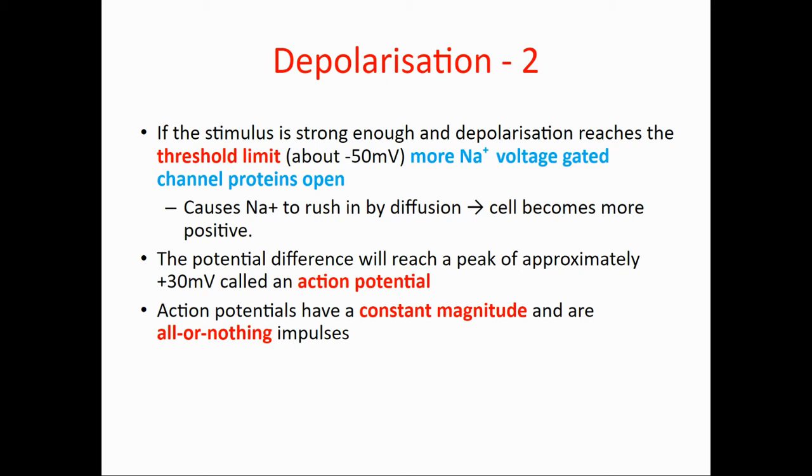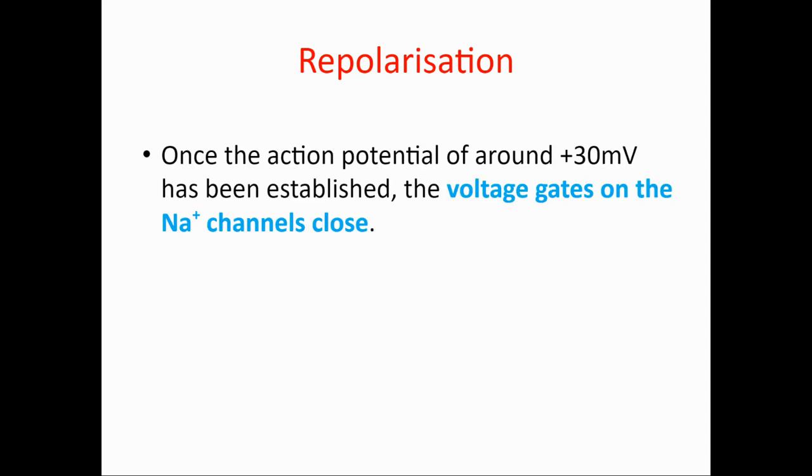What would happen with a strong stimulus is that you'd have an increased frequency, so you wouldn't just have one action potential per second, you might have 60, which tells your brain there's a much stronger stimulus happening here. Once you've reached your plus 30 millivolts, that section of the axon has to be repolarized, otherwise another impulse cannot be sent.